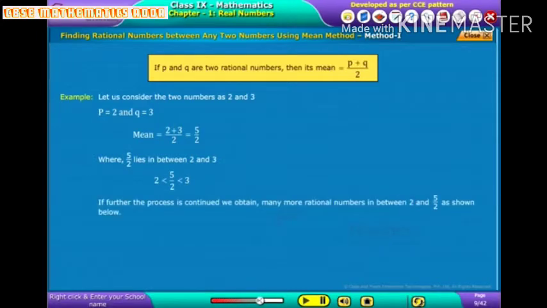If the process is continued further, we obtain many more rational numbers in between 2 and 5 by 2 as shown below, where 2 is less than 9 by 4, less than 5 by 2, less than 3.